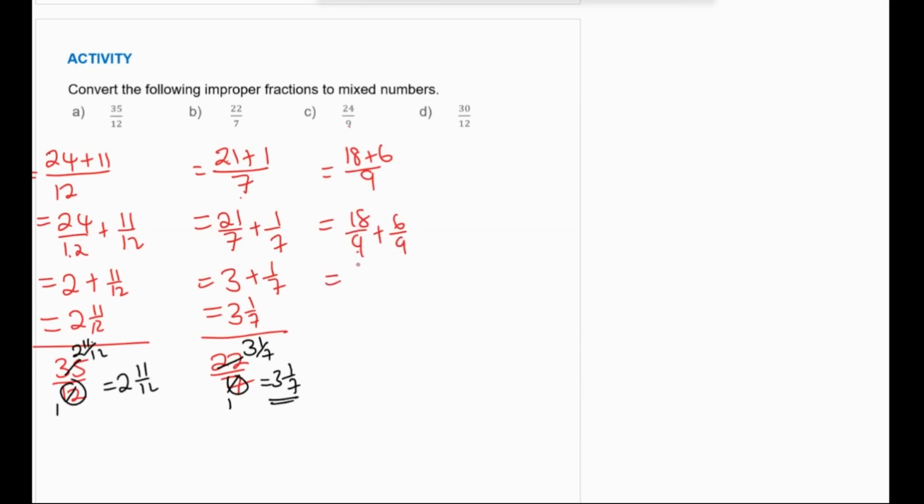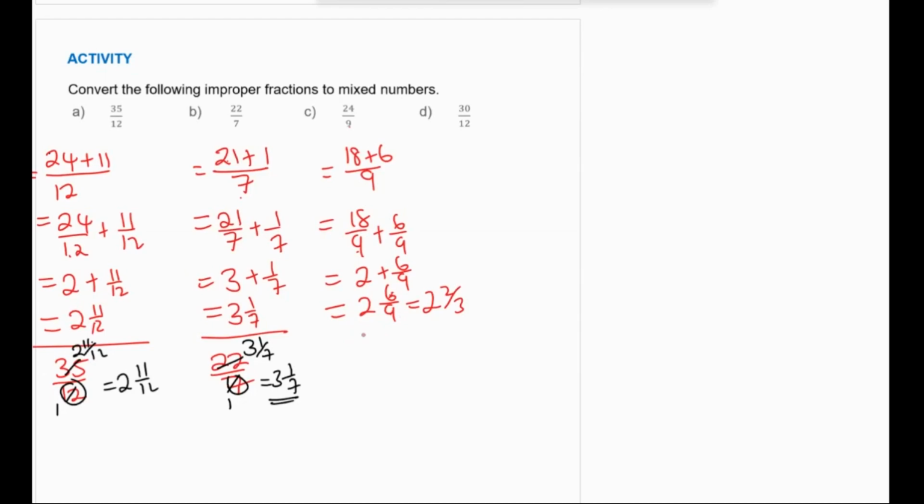Then 18 divided by 9, that's 2. Then plus 6 over 9. So it becomes 2 and 6 over 9. 6 over 9 can be reduced to its simplest form, but we're going to do this in our next lesson. The highest common factor between 6 and 9 is 3. So 6 divided by 3 is 2. And then 9 divided by 3 is 3. And then we're getting 2 and 2/3.